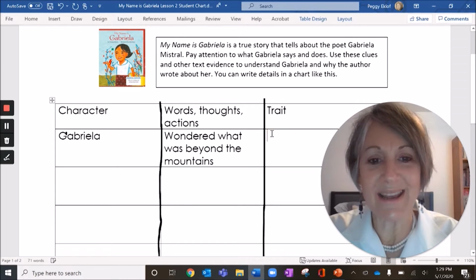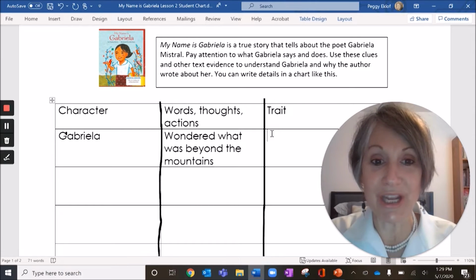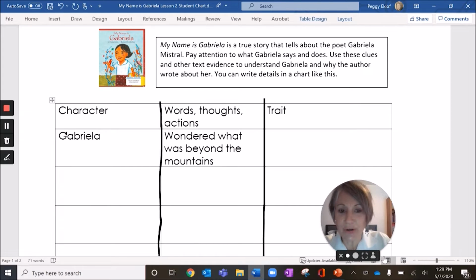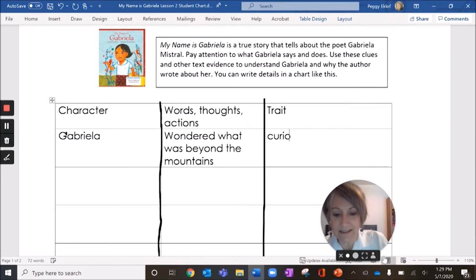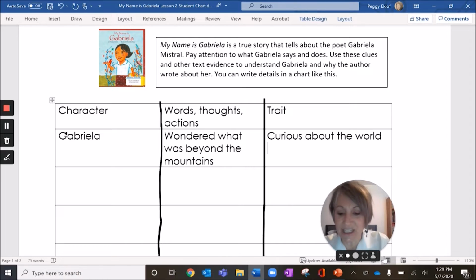And what does that tell us about her as a person? I think that tells us that she was curious about the world. So I'm going to write curious about the world. And then I'm also thinking about that part where she said she wondered if there were zebras with polka dots or rainbow-colored flowers. I think that she had a great imagination. So I'm going to say that she was very imaginative.